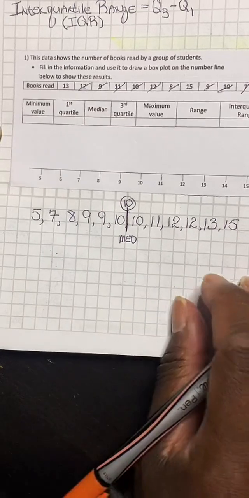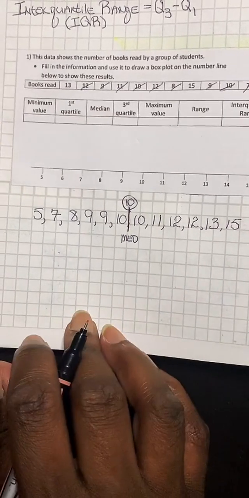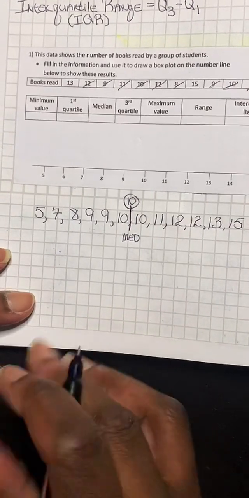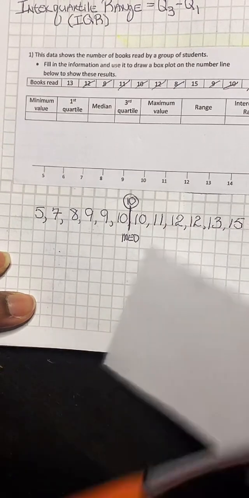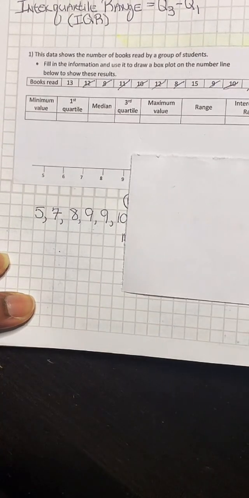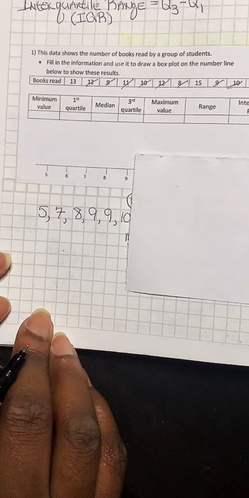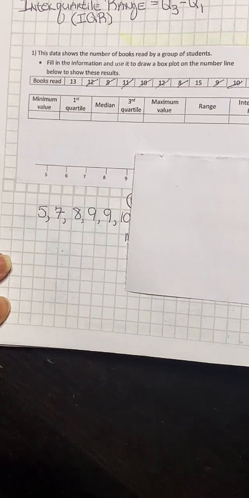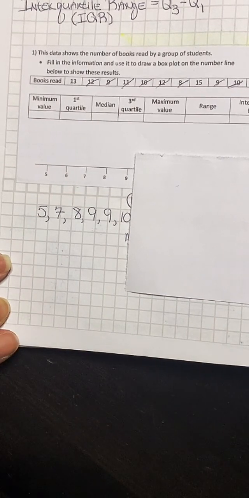So anywho, all right. Now we need to find my first quartile. Okay, first quartile. Okay, Bundles is saying 8.5.